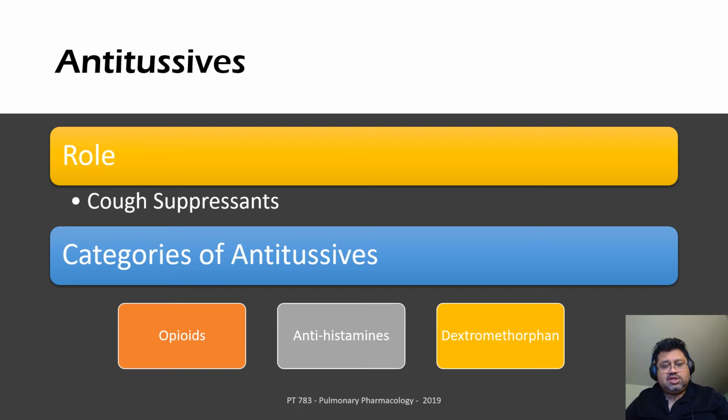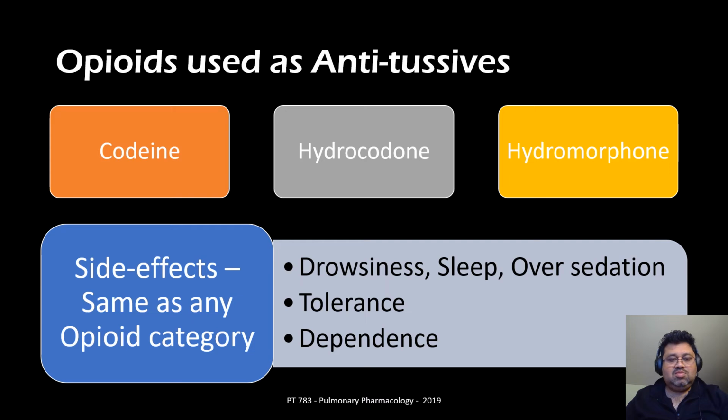So looking at antitussives, as I explained, these are cough suppressants, and there are a few different categories of cough suppressants. Drugs which are opioids, drugs which are antihistamines, and there is a drug called dextromethorphan, which is one of the best known cough suppressants that are used. The most common opioids that are used as antitussives are codeine, hydrocodone, and hydromorphone.